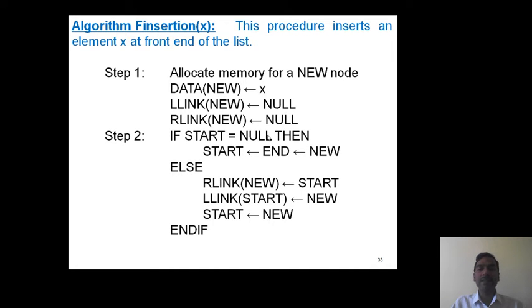Step 2. First we check whether any elements are previously available or not. If start equivalent to null, that means elements are not available, then start equivalent to end equivalent to new. Else, if elements are available, link of new is filled with start, link of start is filled with new. Then the start variable is shifted to the new location, and if. Step 3, return.